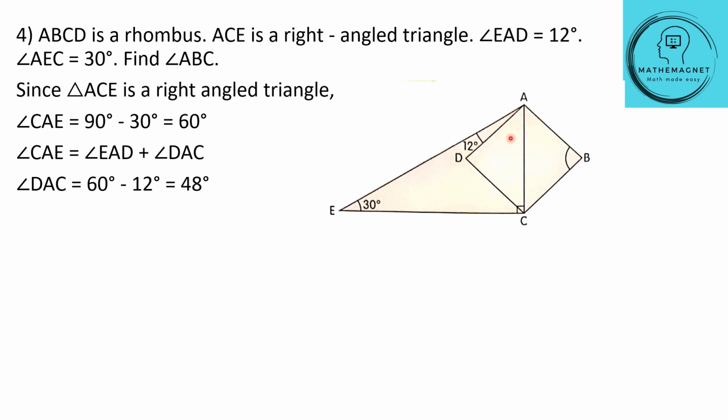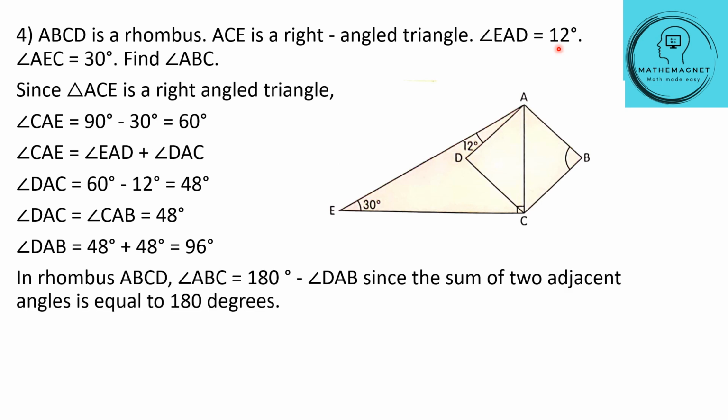Now we know angle DAC is 48 degrees, which means angle DAB will be 48 into 2, because this diagonal is bisecting angle DAB. So 48 into 2 will be 96 degrees. So angle DAB will be 96 degrees. Now, as per properties of a rhombus, the sum of two adjacent angles will be equal to 180 degrees. The question here is we need to find angle ABC. Now we know angle DAB is 96 degrees, so angle ABC will be 180 minus 96, which is equal to 84 degrees. So the unknown angle ABC is equal to 84 degrees.